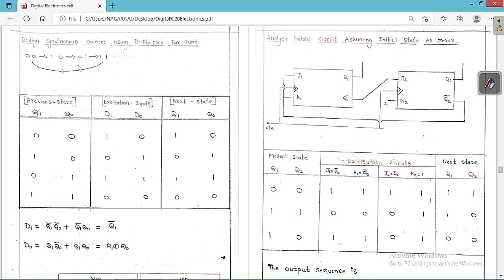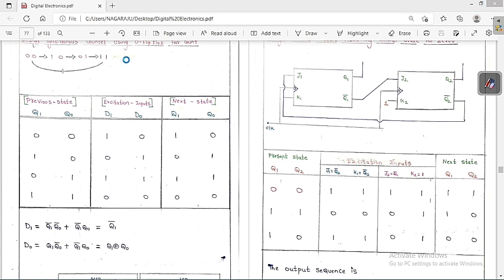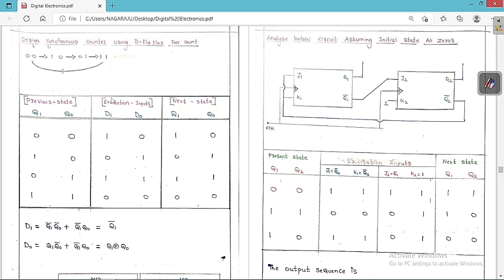Synchronous counter means, as I already told you, if you give the clock to all the flip-flops simultaneously, it is called a synchronous counter. That is the meaning of synchronous. So we are going to design a synchronous counter using the D flip-flop for this random count, which is 00, 10, 01, 11. I already told you, if you want to design, first you have to know the previous state and then the next state.